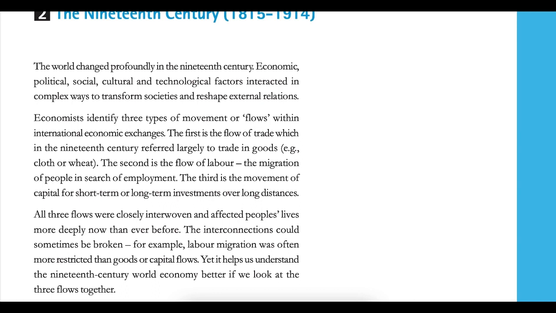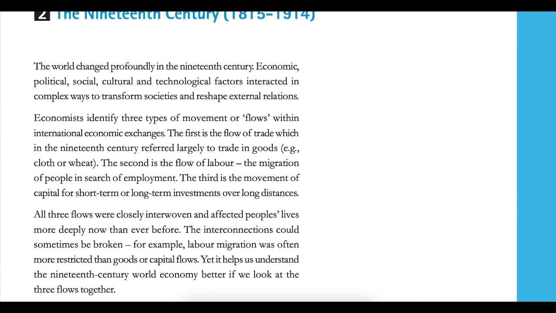Economists identify three types of movement or flows within international economic exchanges. The first is the flow of trade, which in the 19th century referred largely to trade in goods, for example, cloth or wheat. The second is the flow of labor, the migration of people in search of employment. The third is the movement of capital for short-term or long-term investments over long distances.